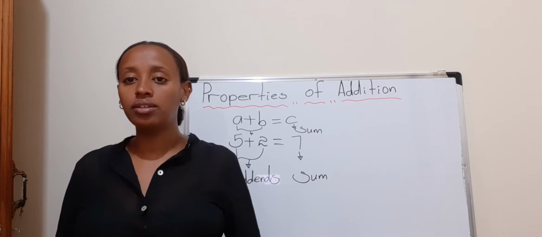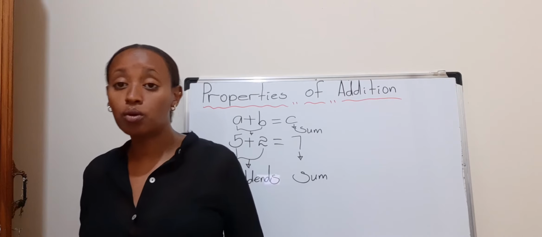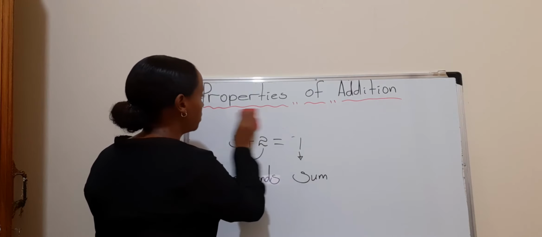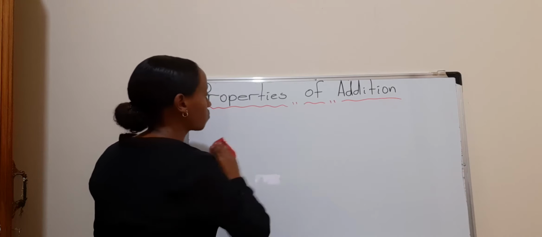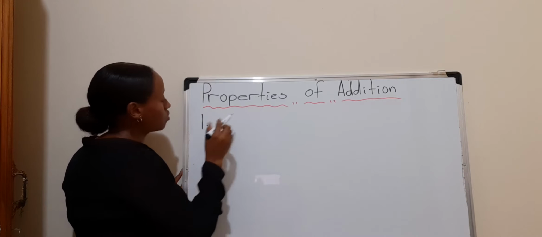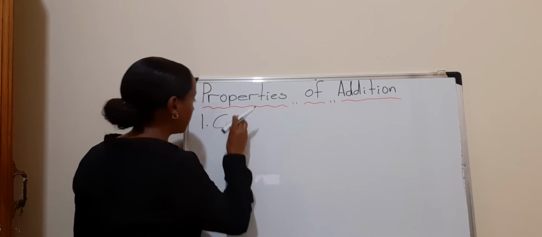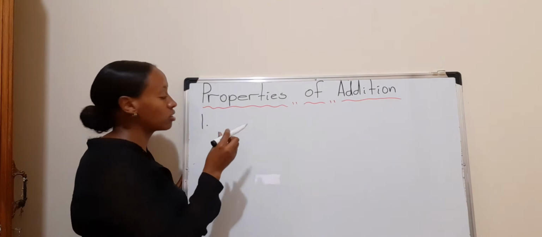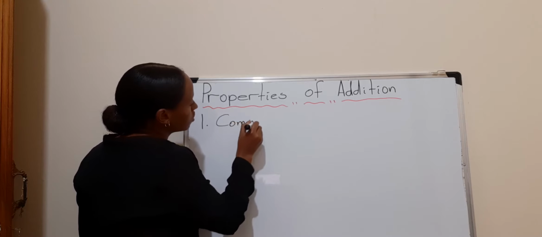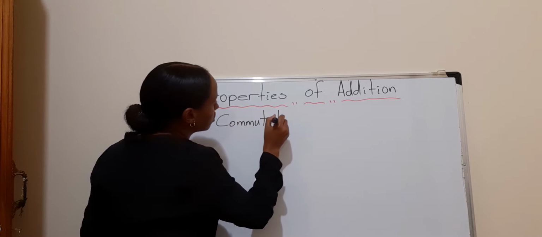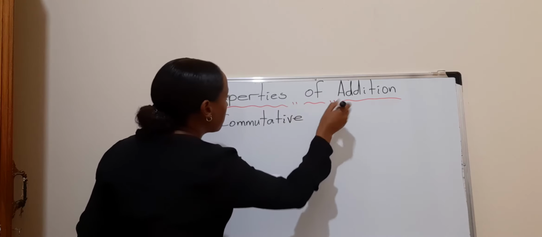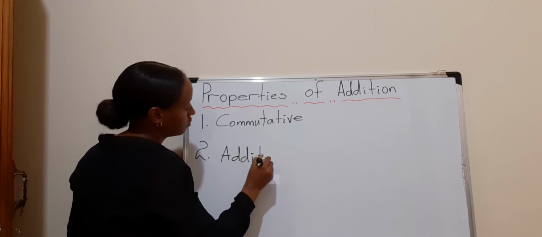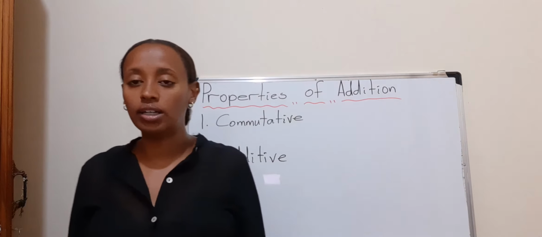Okay, if you keep this in your mind, let's proceed to the second topic, the properties of addition. We have two properties. The first is the commutative property of addition, and the second one is the additive property of addition. Okay? Are you following me?